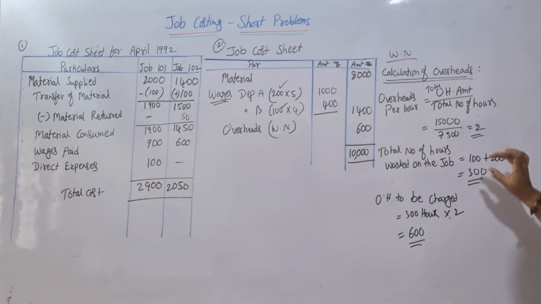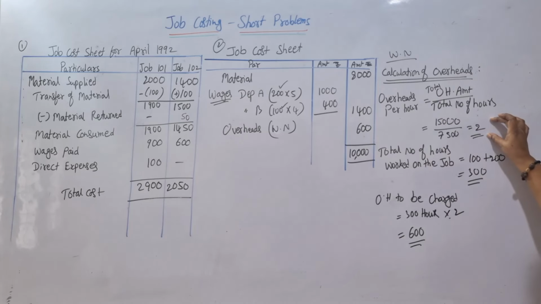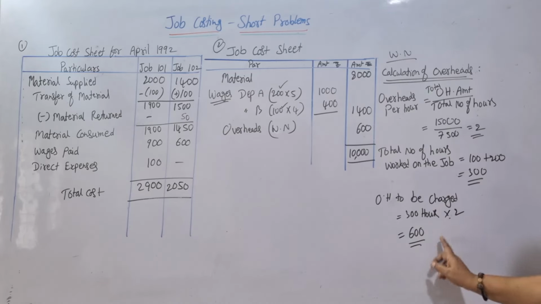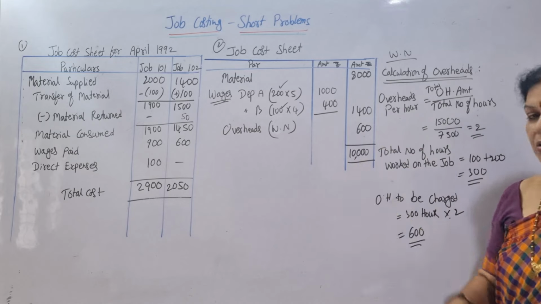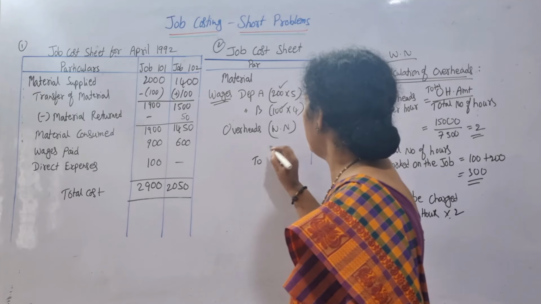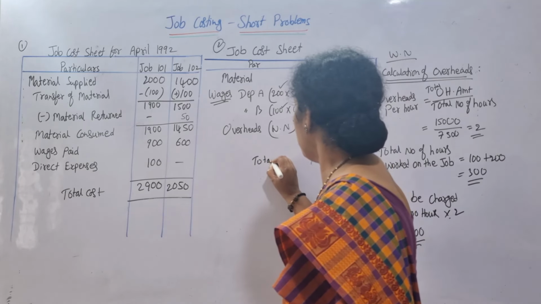Now how do you get the overheads amount? Overheads amount is nothing but total hours into 2 rupees. Per hour overhead is 2 rupees. How many hours? 300. 300 into 2, so you are getting 600. 600 we have written over there. So 10,000 is the total, the total cost of the job.